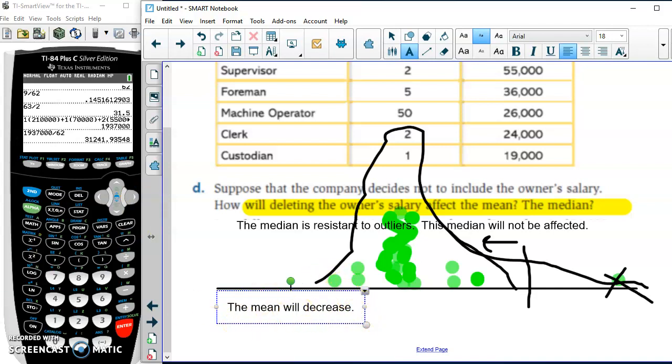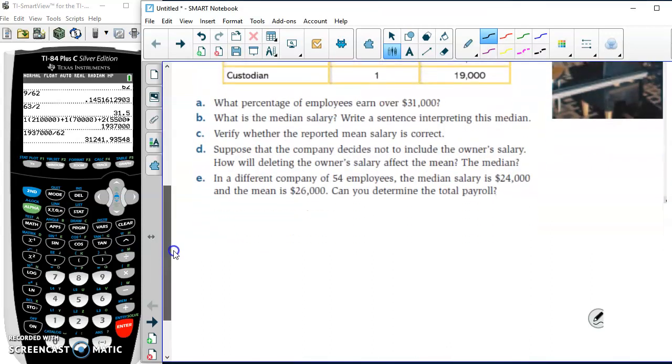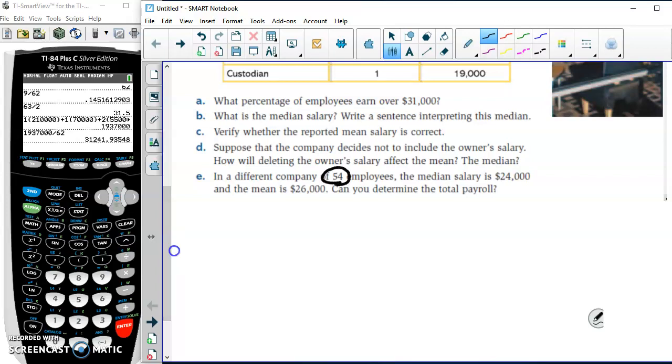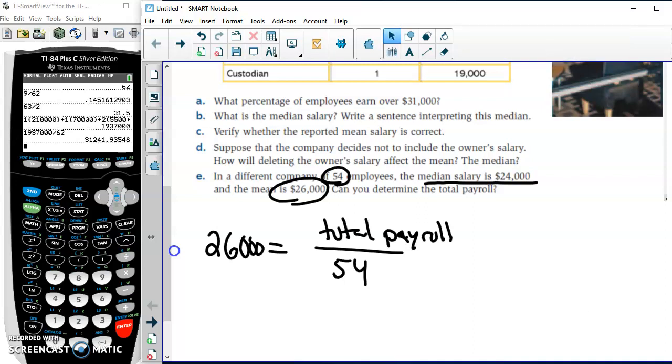All right, the last one, I'm actually not going to look at the table anymore because we don't need it to answer it. It says a different company has 54 employees, the median salary is $24,000, and the mean is $26,000. So they're telling us that the total payroll divided by 54 is equal to $26,000. Can you determine the total payroll? And the answer is yes, you can.